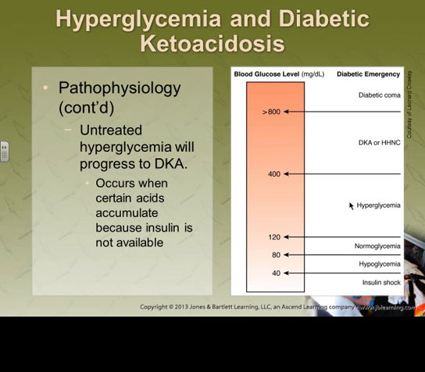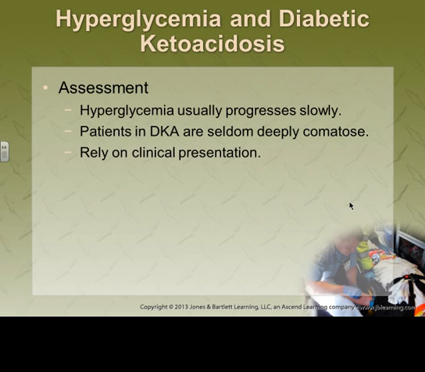Now, DKA, depending on where you look, some folks say DKA is in the range of 600 to 400, 300, and then HHNC is a little bit higher. I've seen HHNC usually does get higher than DKA, all right, as far as glucose levels are concerned. But I've seen people with greater than 800 and not be in a coma, all right? So, of course, your glucometer is not going to read that high, but if they've got the classic signs and symptoms of DKA or HHNC, then we're going to treat them as such.